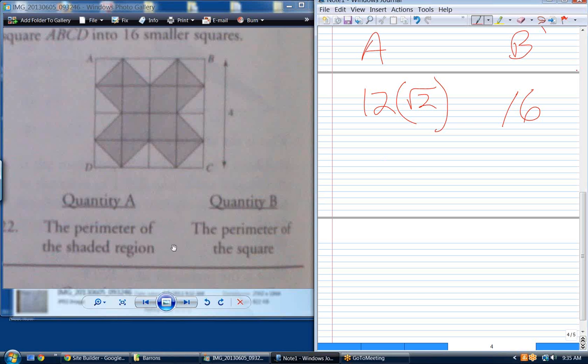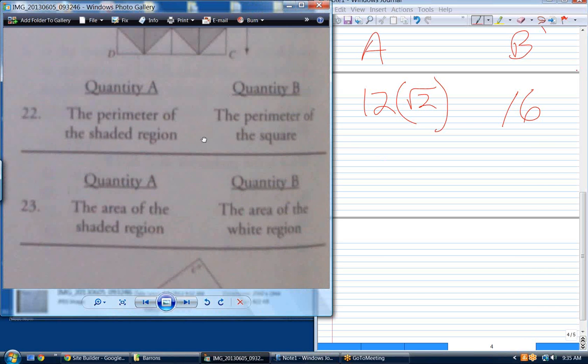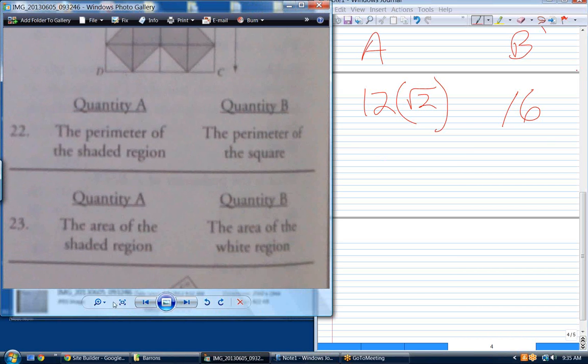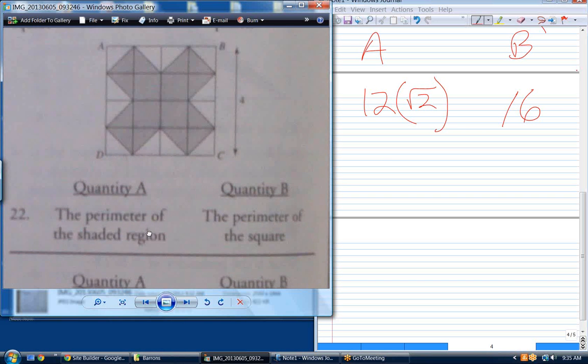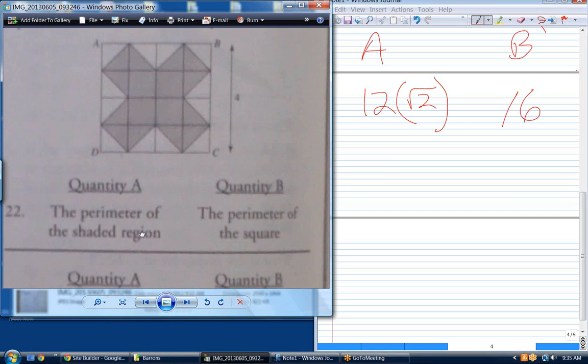Okay, and let's see if I can figure out how to do this. Let me just, the area of the shaded region, the area of the white region.